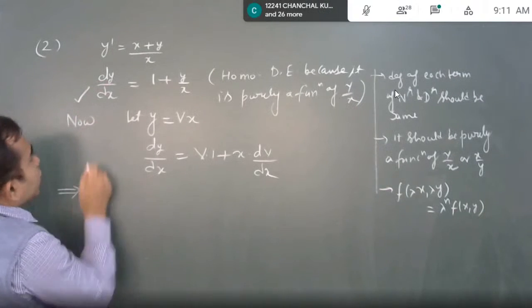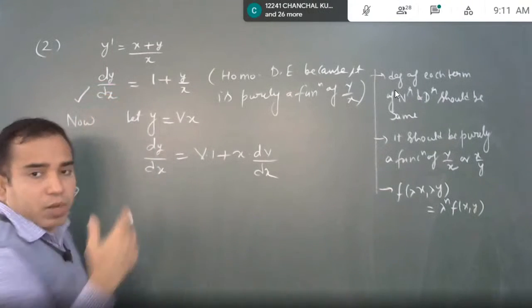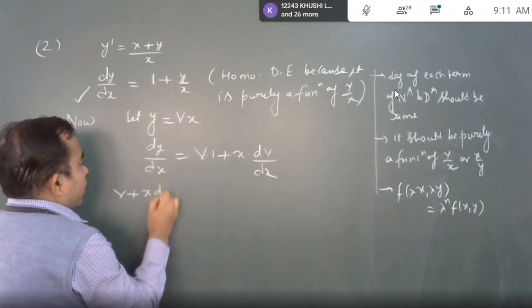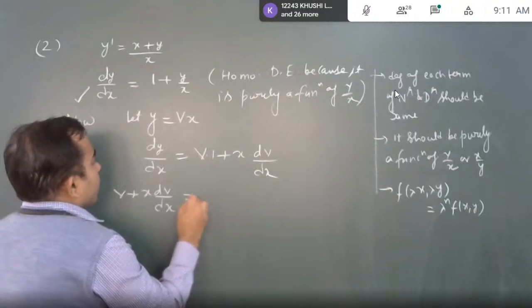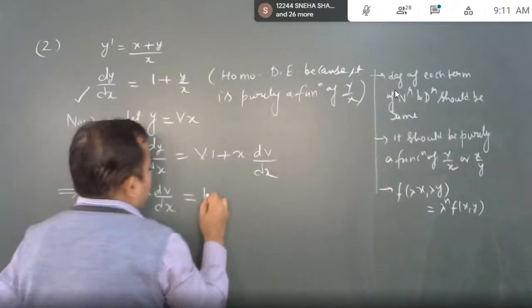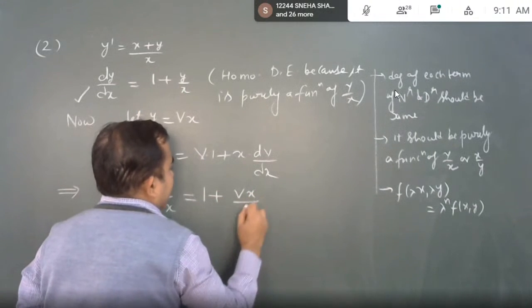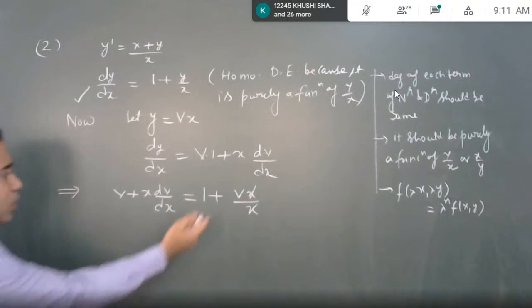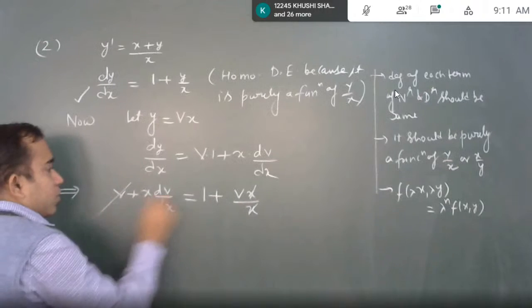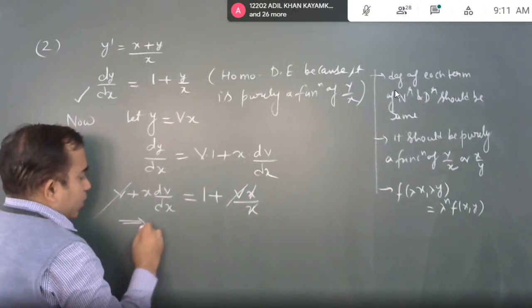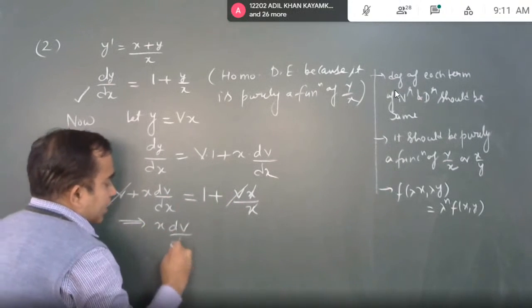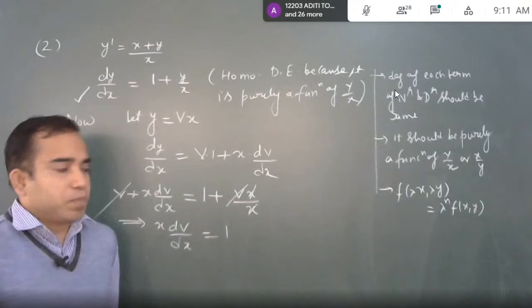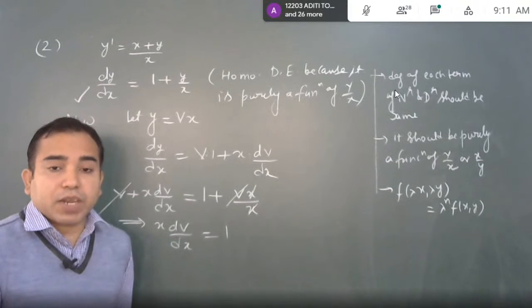Then this equation will become: dy upon dx will be removed, and in place of this v plus x dv upon dx will come, and this will become 1, and y is replaced by vx upon x. X gets cancelled, and very simple, this v also will get cancelled, and here you get a very simple differential equation, x dv upon dx equal to 1. And after that what we have to do? We have to use the variable separation method.